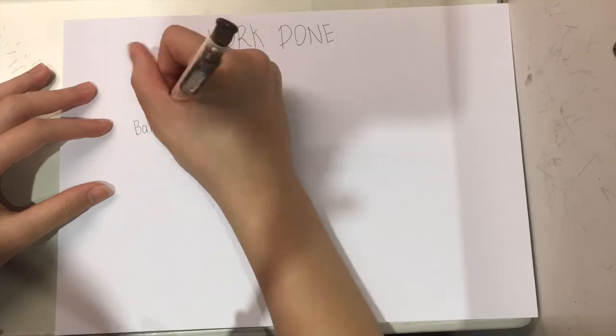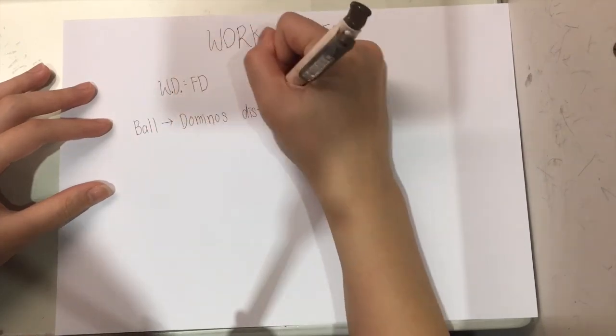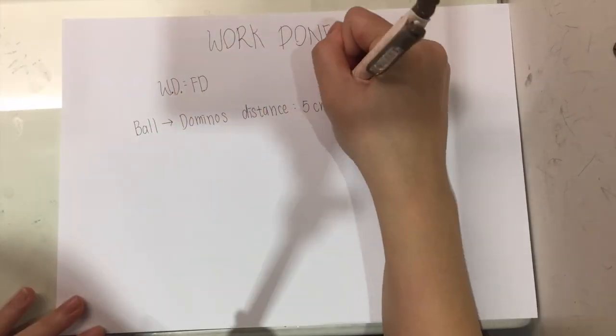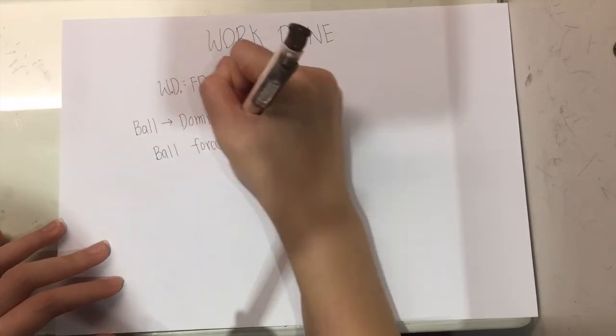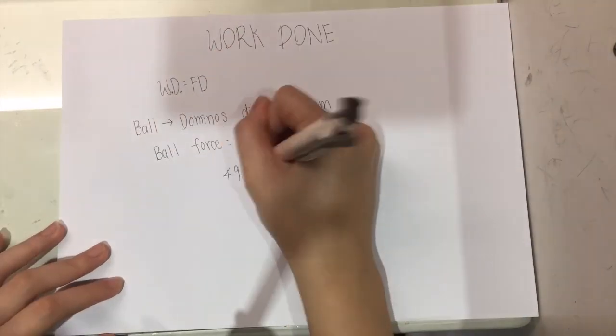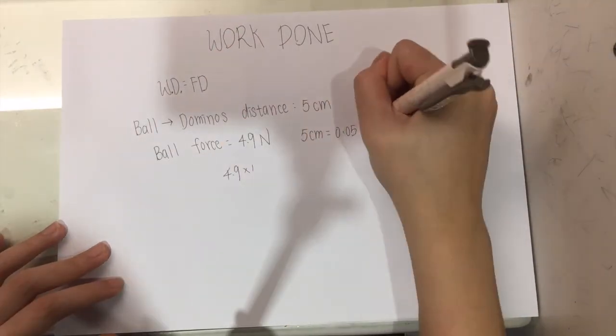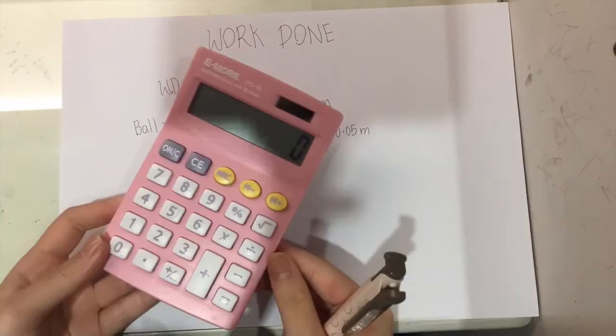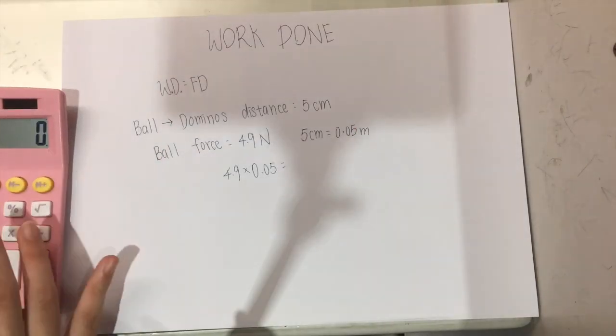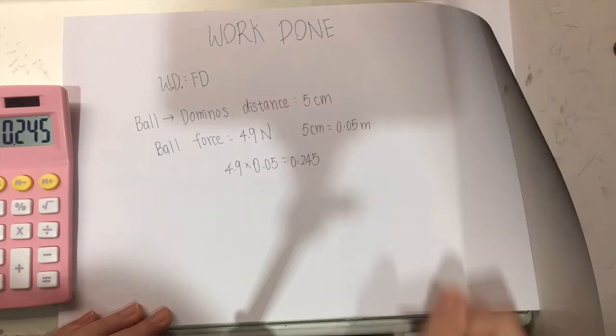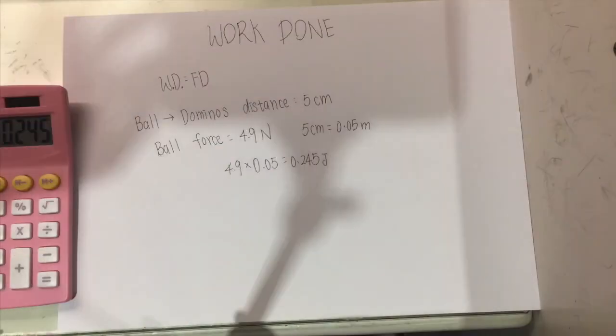Last but not least is the work done equation. So work done equals force times distance. The ball to the dominoes distance is 5 centimeters. And the force of the ball is 4.9 newtons. And we have to convert centimeters into meters. So 5 centimeters equals 0.05 meters. So I time 4.9 with 0.05. And the answer is 0.245 joules.